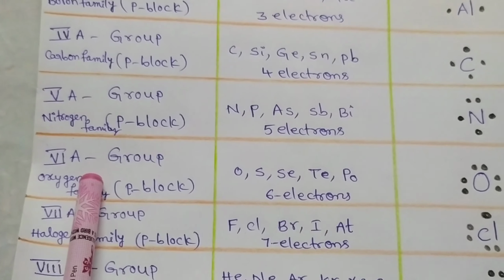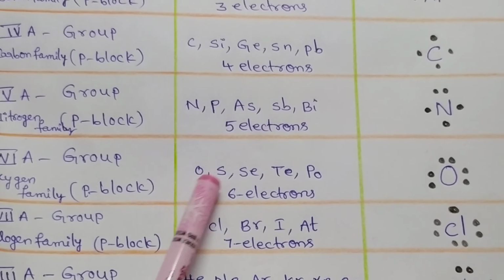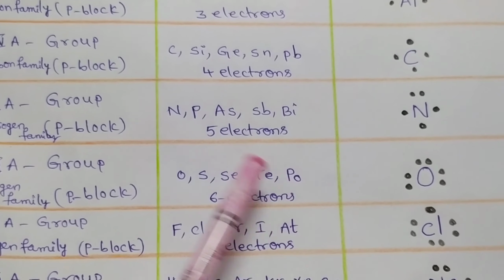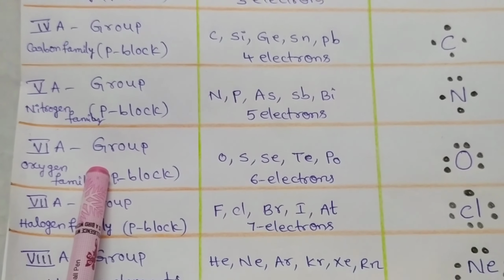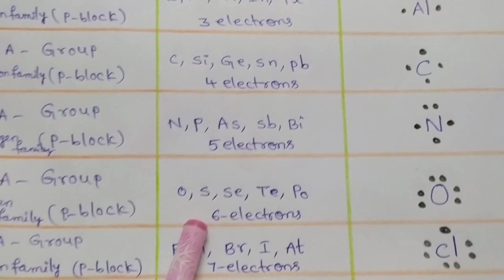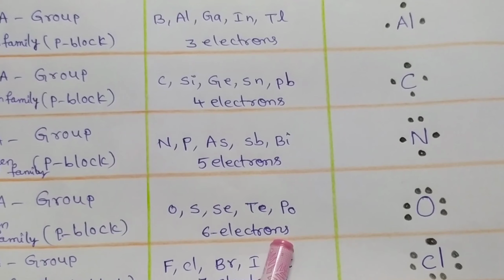Now we can discuss 6th A group elements. The 6th A group elements are oxygen, sulfur, selenium, tellurium and polonium. These elements contain 6 electrons in their outermost shell, so these elements contain 6 valence electrons.